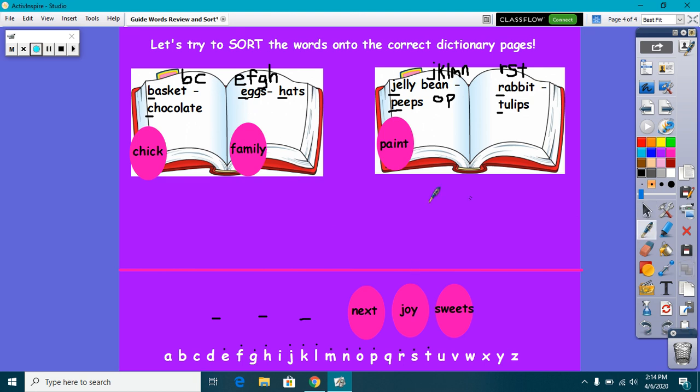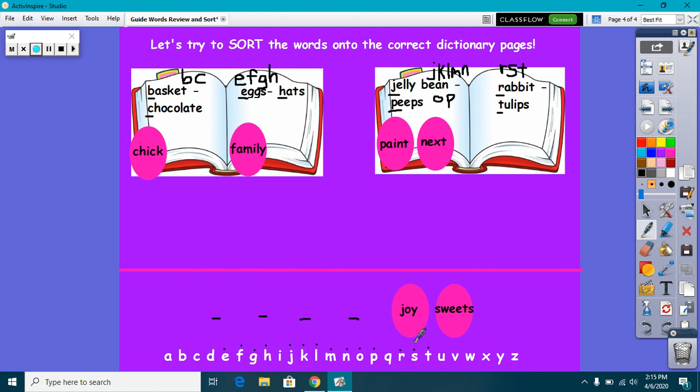All right, the next 3 I kind of want you to think on your own for. So this is the word next. You think about what's the first letter and then where would it go on the page. Okay, so the first letter is N, and you should have sorted it right here on this page because there's the N. So next would be between Jelly Bean and Peeps.